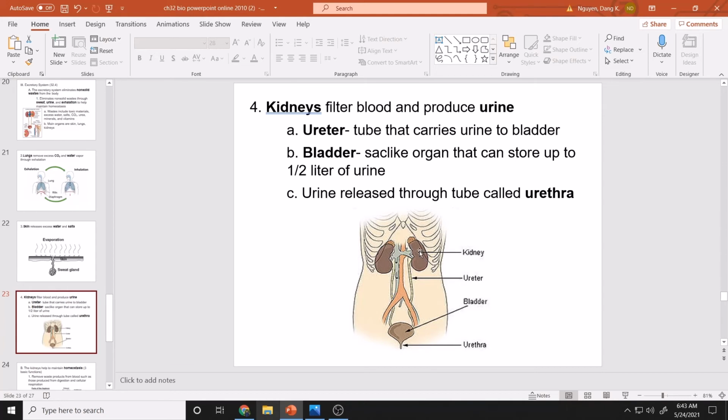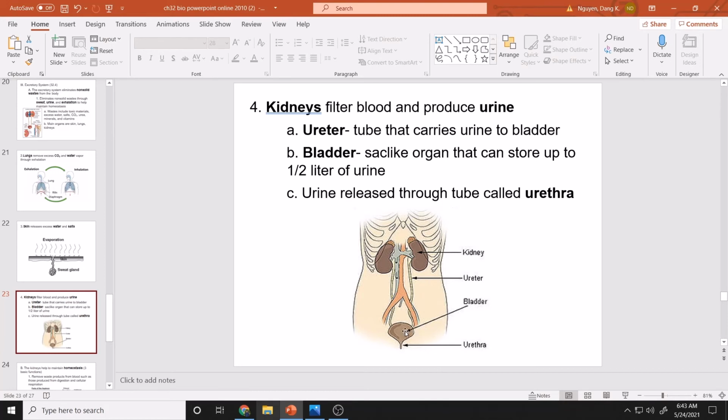So here are your kidneys. You have a pair of them. They're a bean-shaped organ located on your posterior side, so your back side here. And you have a ureter that connects to the kidneys here, and this is the tube that carries urine down here to the bladder. So the bladder is a sac-like organ, and it stores about half a liter of urine.